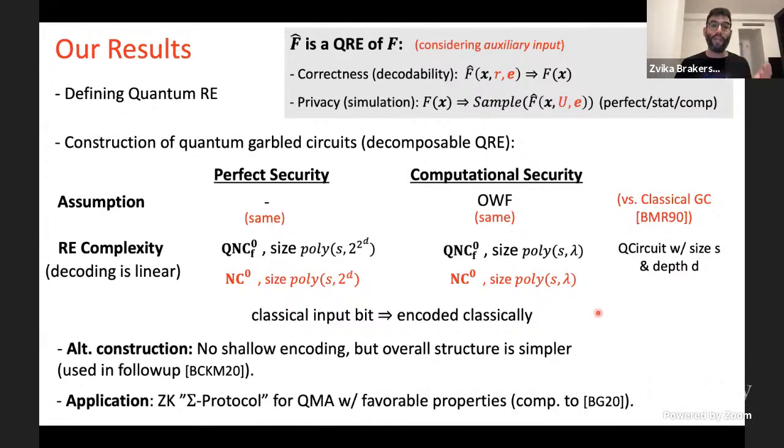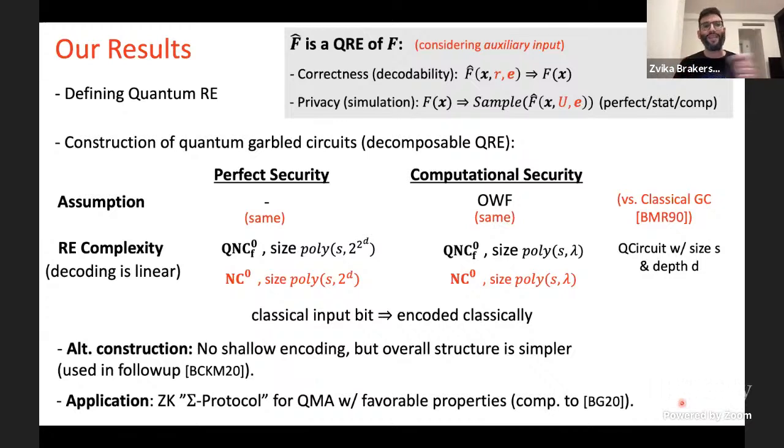We also show an application in the context of zero knowledge. So zero knowledge proofs for QMA are very highlighted right now. And there was this very nice work of Broadbent and Grillo that presented the first zero knowledge protocol for QMA, which takes the form of a sigma protocol. If you don't know what it is, don't worry about it. I'm not going to talk about this application after I'm done with this line.